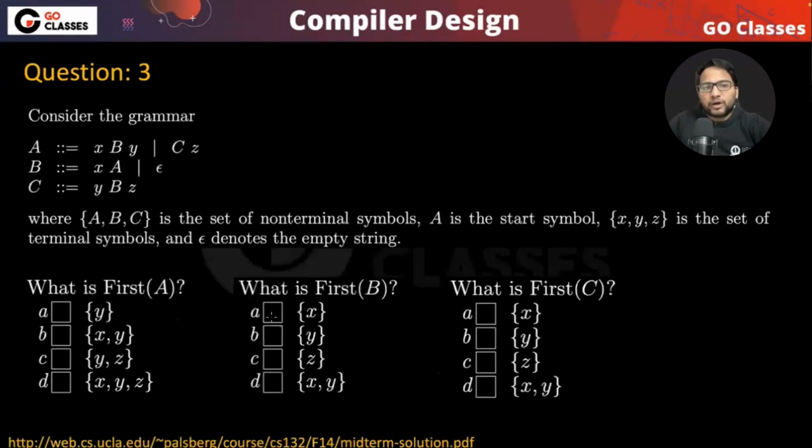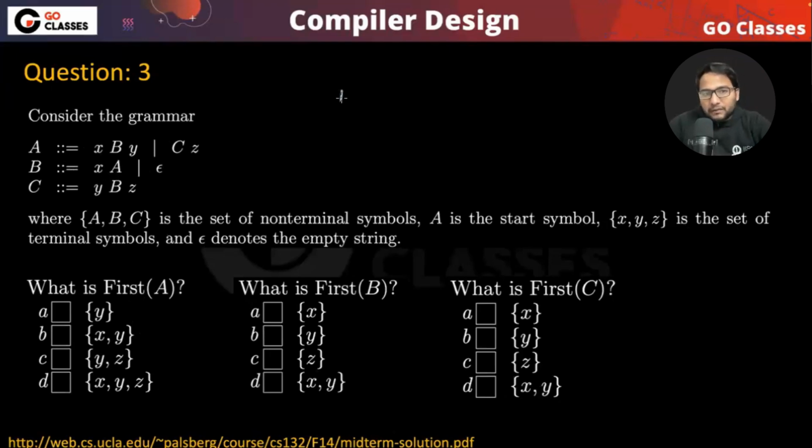Okay, so yeah, these are the answers. Now let's see if you can answer this question. Consider this grammar, where A, B, C are the set of non-terminals and x, y, z are the set of terminals. Epsilon denotes the empty string. So what is the first of capital A? Small x. So either B is the answer or D is the answer. Can you tell me which one is the answer? Small x, and then whatever is the first of capital C.